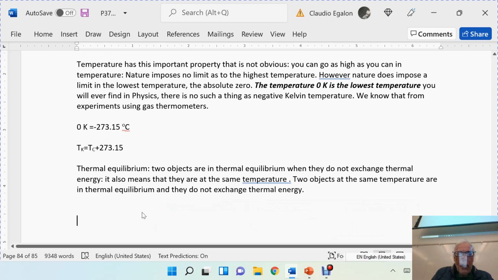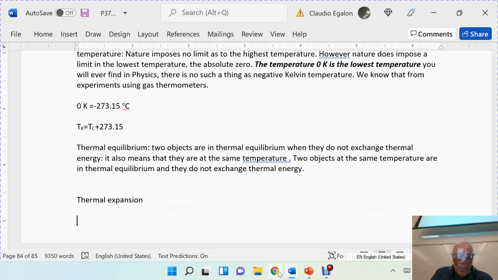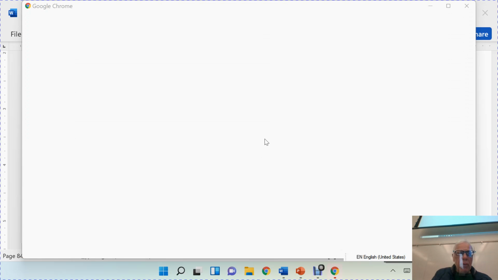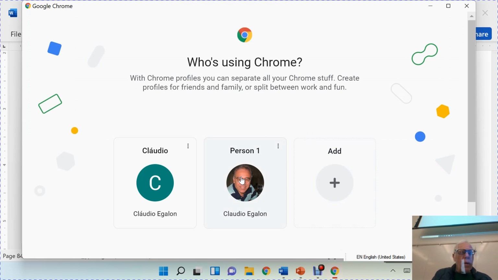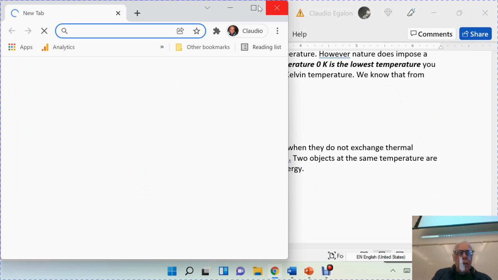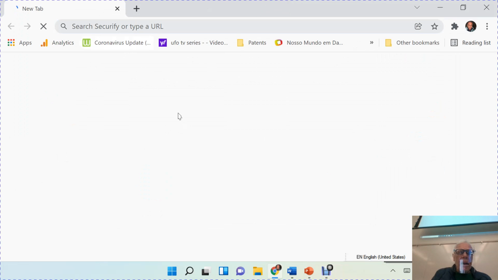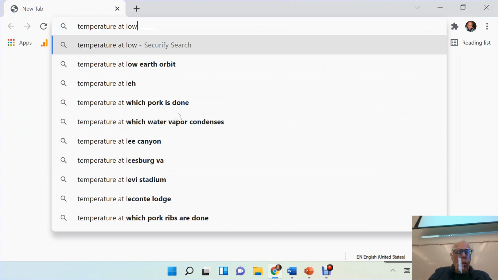Now let's talk about thermal expansion. Let me get the exact temperature. You can look at that on the internet. Let me see if I can find that for you. I believe it's 150 degrees C in the sunshine, in the sun there in space. Let's see, temperature at low Earth orbit.